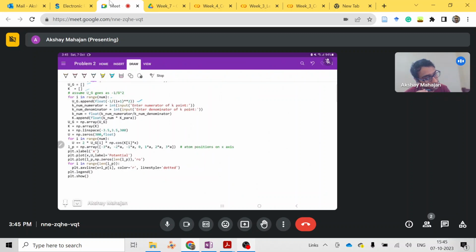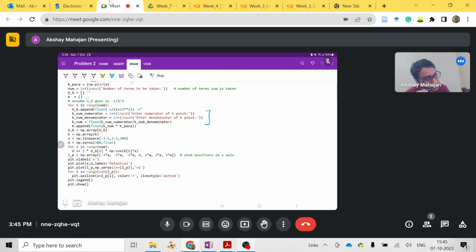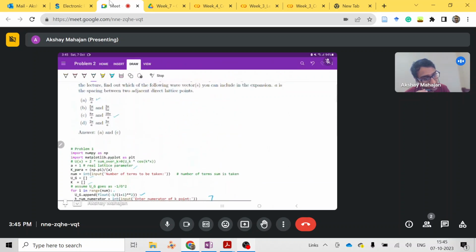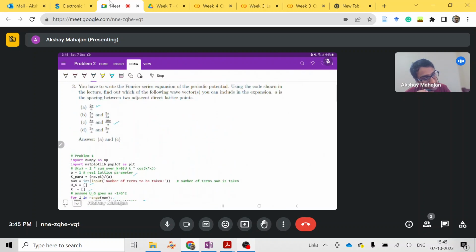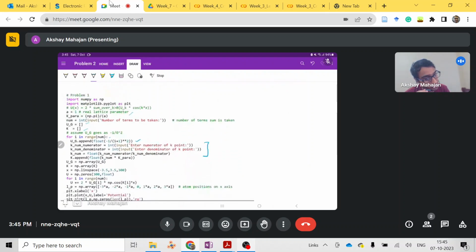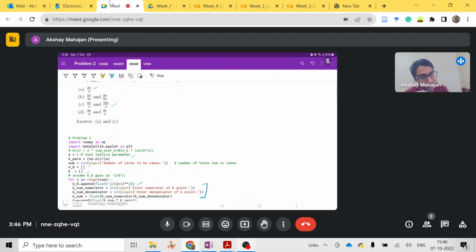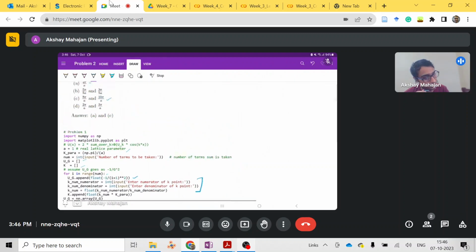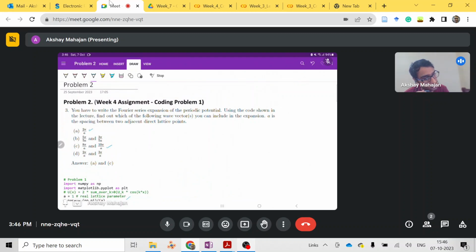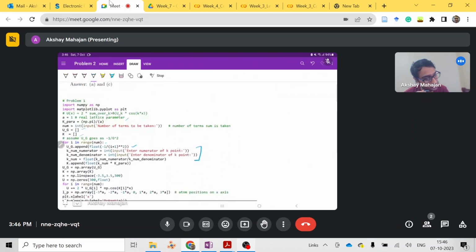Then, using this part, we are going to enter whatever the k points are that are given to us. All the k points are given in terms of pi by a. So you just have to enter the numerator and the denominator of the k point. These are the two lines of code which we are mainly going to use to solve this problem. For example, for the first part, I will put numerator as 2 and denominator as 1 to check if 2 pi by a is a finite wave vector we can include in the expansion or not.